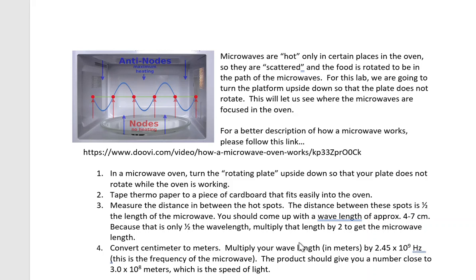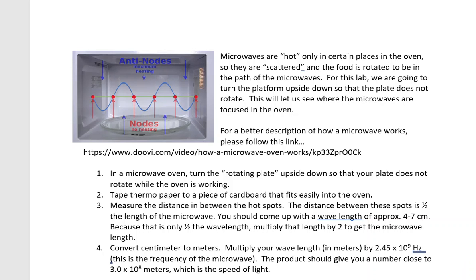Take that, multiply that by 2, and that will give us the length of the entire wave. So we measured from this point to that point, half. So we're going to multiply by 2 to get all the way across. And then we're going to convert that to meters. So we've measured it in centimeters. So let's say that mine came out to 8.5 centimeters. If I convert that to meters, that's going to be 0.085 meters.